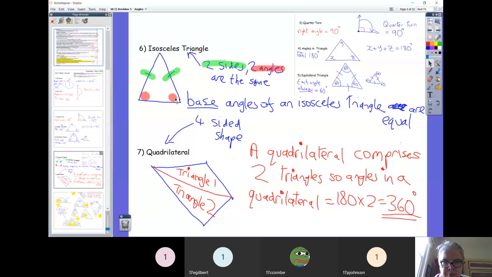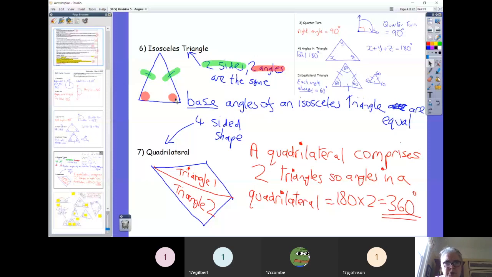And then a quadrilateral, that just means a 4-sided shape. Remember that really, if you just take any corner and join it to the opposite corner, that generates 2 triangles. The angles in each of the triangles add up to 180. So overall, the angles in a quadrilateral must add up to 2 lots of 180, which is 360 degrees.